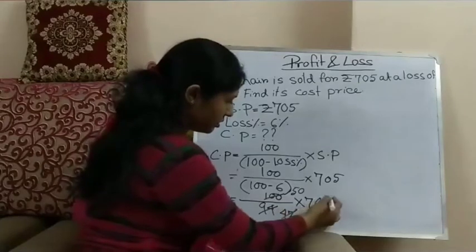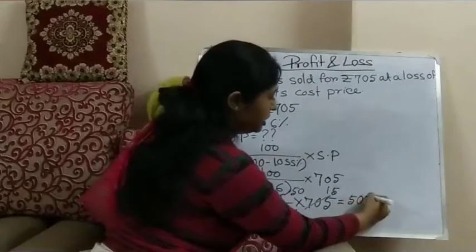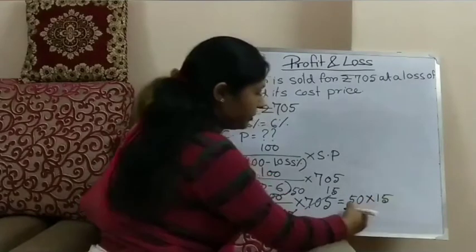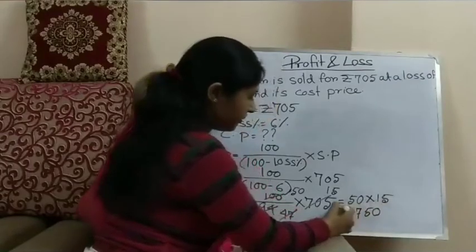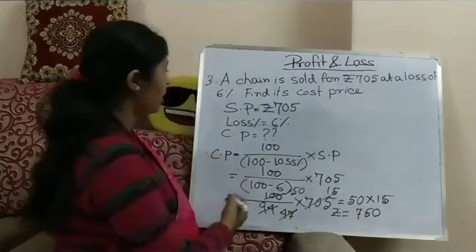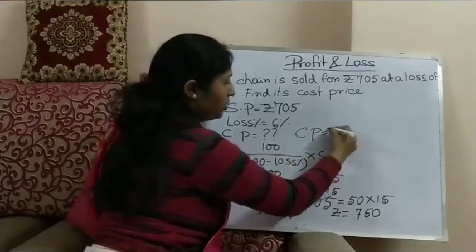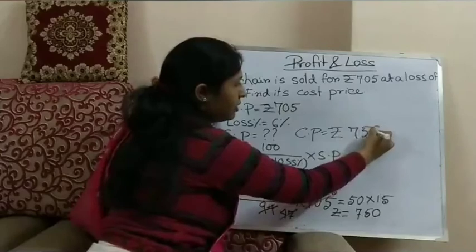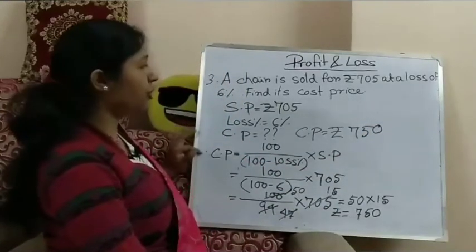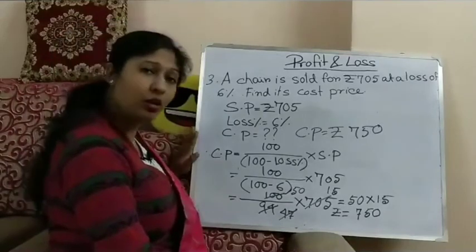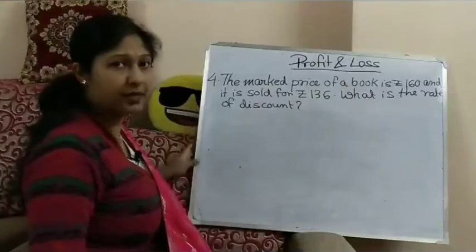Simplifying, we get 50 into 15, so it will come to 750. So we got our CP as rupees 750. Okay, this is the way, using this formula, we got our cost price. Going to discuss our fourth problem sum.